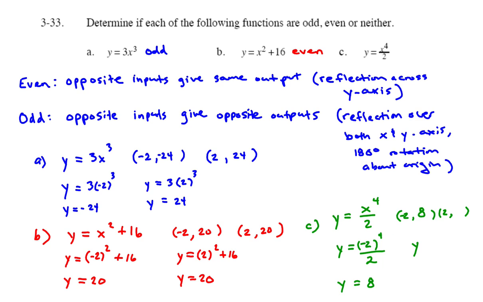And then when we do this one, we plug in +2 to the fourth over 2. 2 to the fourth is 16, divided by 2 gives us 8, so y equals 8 there. So once again, just like the last one, opposite inputs gave us the same output. So this one is also going to be even. If you want to check them, go ahead and graph them on your calculator, and you can see that they should have a symmetry across the y-axis, or a reflection on both sides of it. This is problem 3-33. If you have questions, please make sure you ask your teacher.